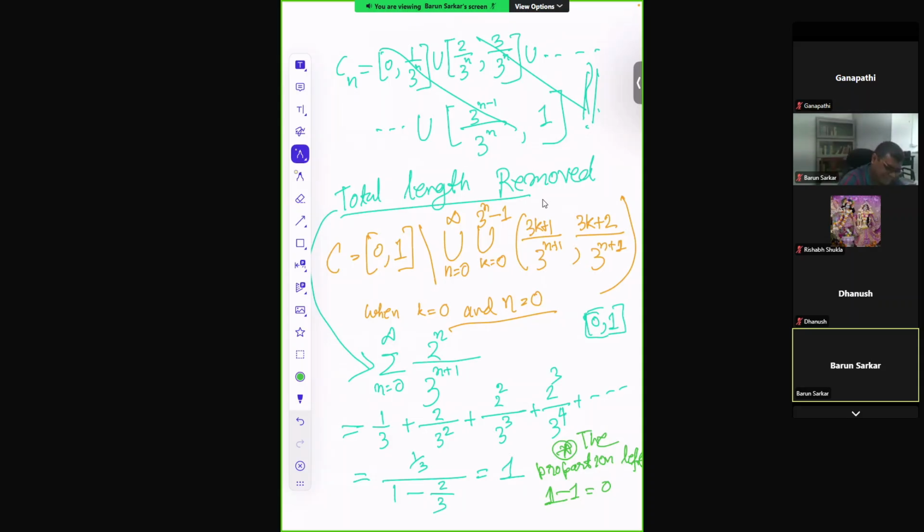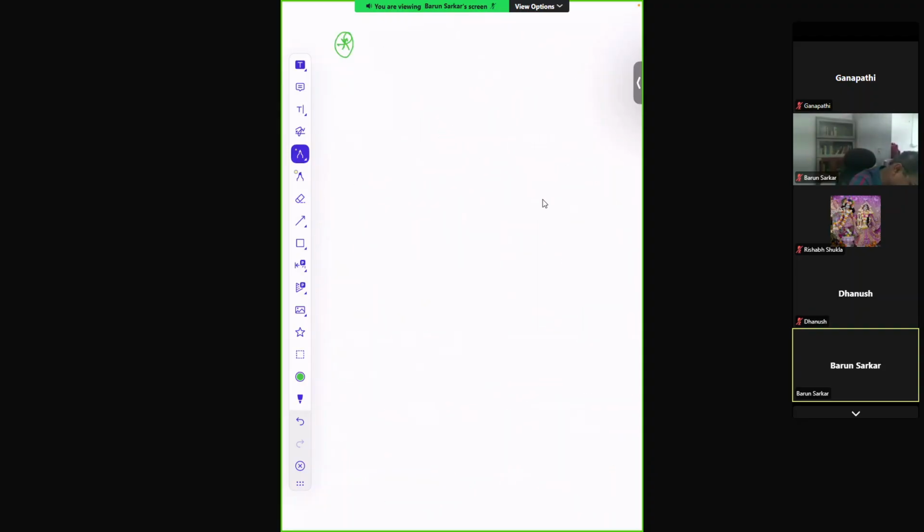So in a sense, the Cantor set does not contain any interval of non-zero length.